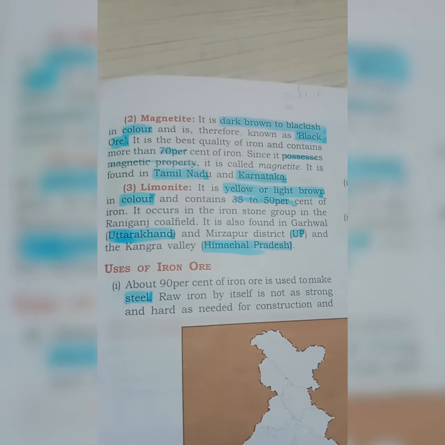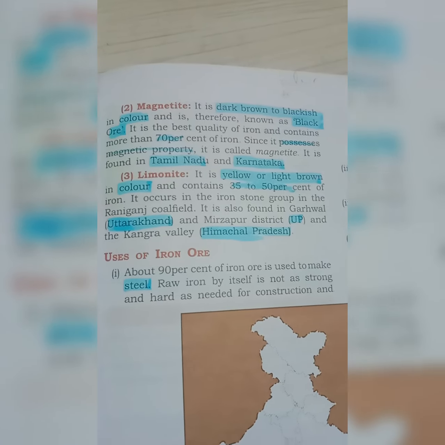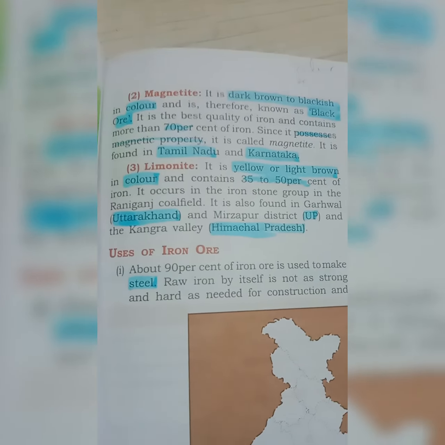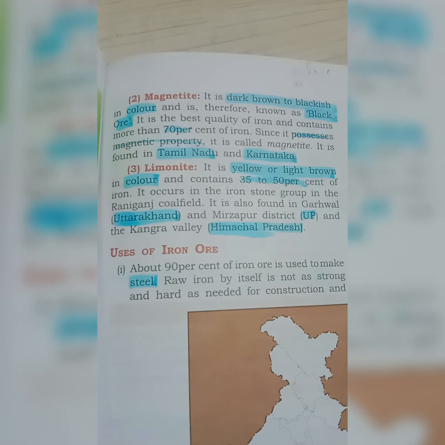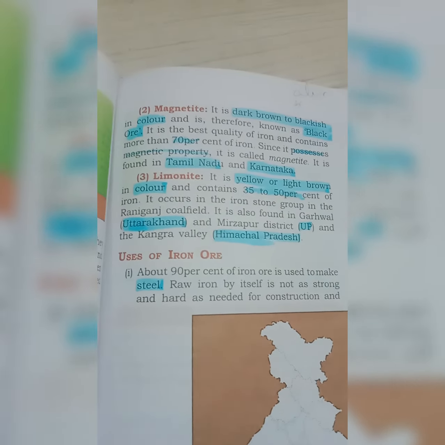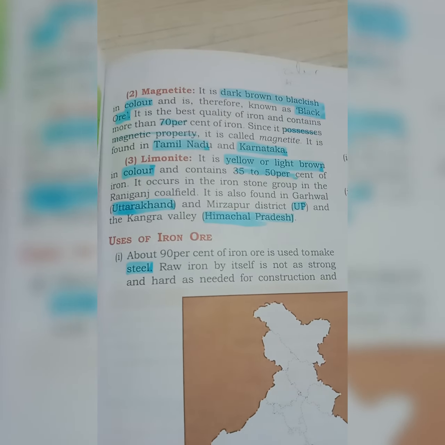Magnetite is dark brown to blackish in color and is therefore known as black ore. Hematite is red ore, you should remember it. Magnetite contains 70% iron and possesses magnetic property, hence it is called magnetite. It is mostly found in Tamil Nadu and Karnataka.